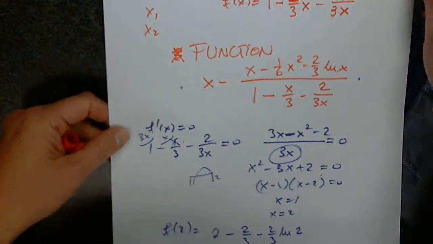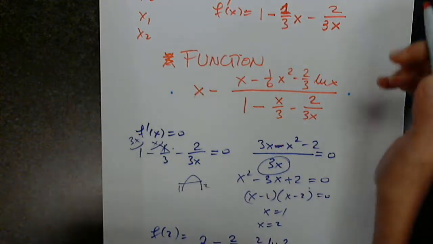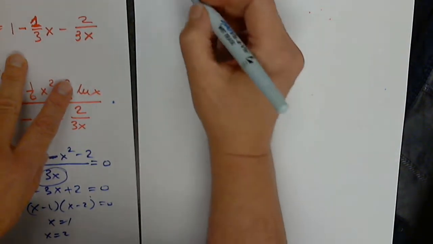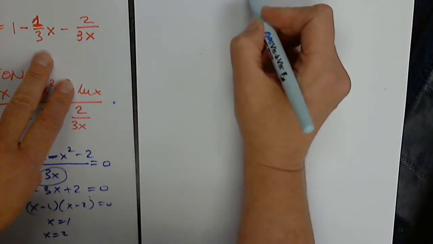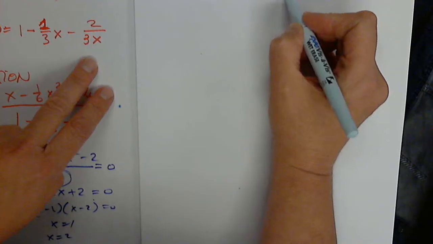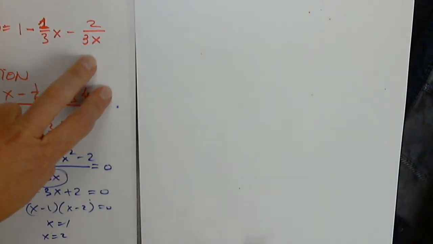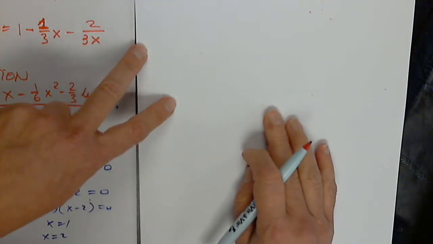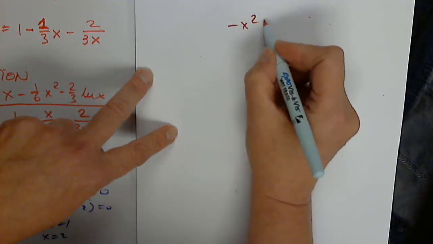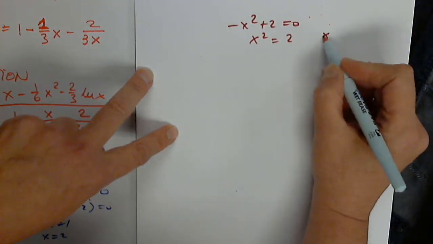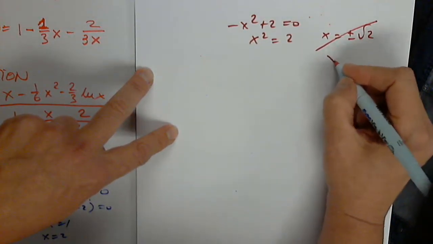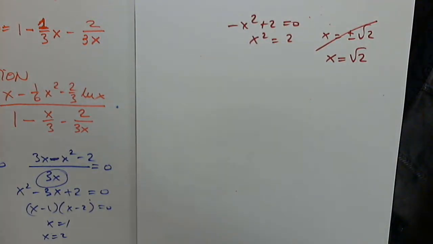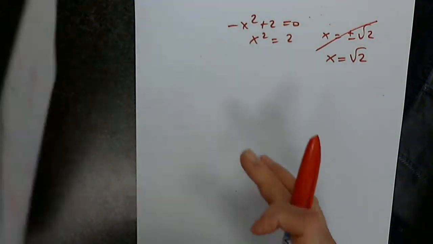Now I need to find the second derivative and see if there are any inflection points. Where is my first derivative? So I have to find the second derivative now. So this was my page 1, this is my page 2, and page 3 coming up. So the second derivative is negative 1/3 plus 2 over 3 x squared, because 1 over x prime is negative 1 over x squared. So this is negative x squared plus 2 over 3 x squared. So negative x squared plus 2 equals 0, or x squared equals 2, or x equals plus or minus the square root of 2, but 0 to infinity requires only the square root of 2.